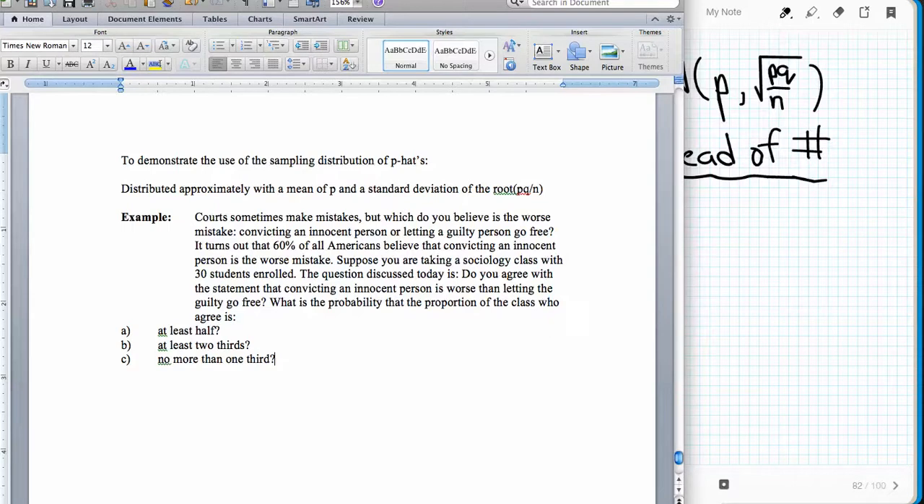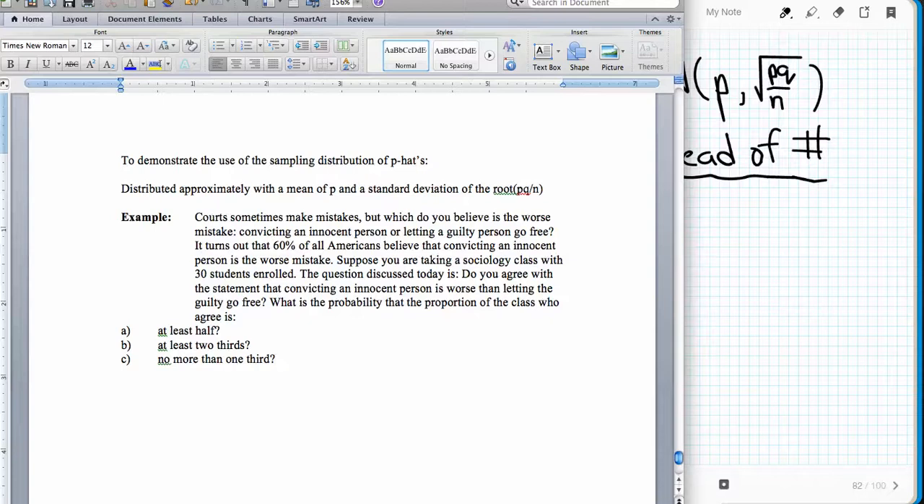Now this came from the 9th edition of Brase's book, from section 7.2, and it's one of the exercises. It says, courts sometimes make mistakes, but which do you believe is the worse mistake, convicting an innocent person or letting a guilty person go free? It turns out that 60% of all Americans believe that convicting an innocent person is the worst mistake.